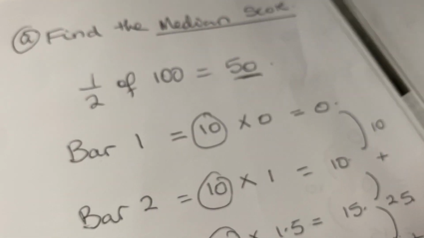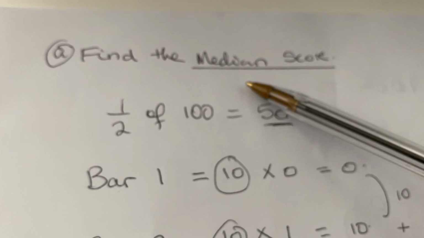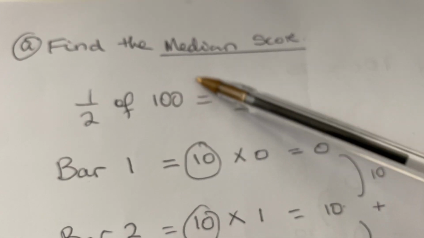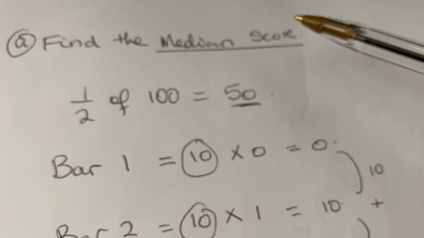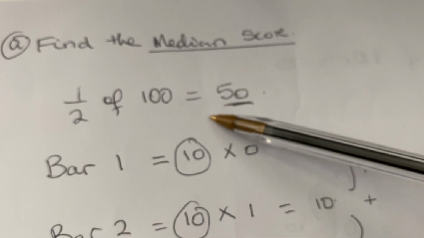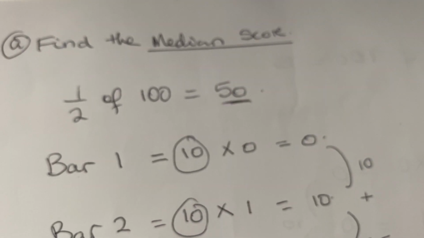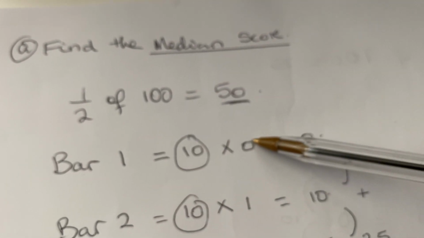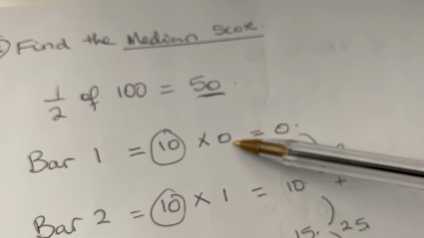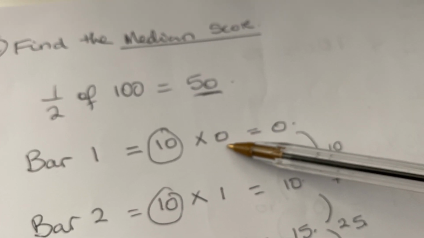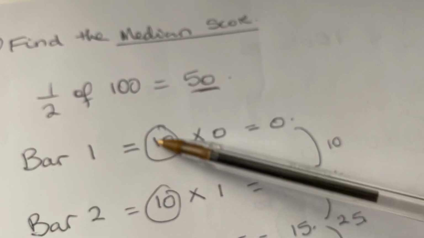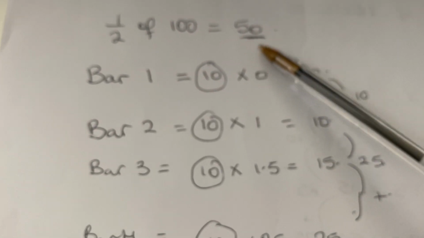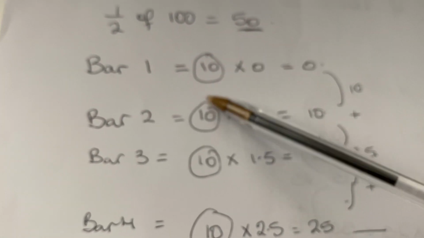Okay, so now let's answer the question. The median score is half of 100 because the sample space is 100, and we've realized that under the frequency, when we added everything, it was 100. So half of that is 50. So bar 1 has a frequency density of 0 times an interval of 10, so we have 0. So we will add it up till we get to 50.